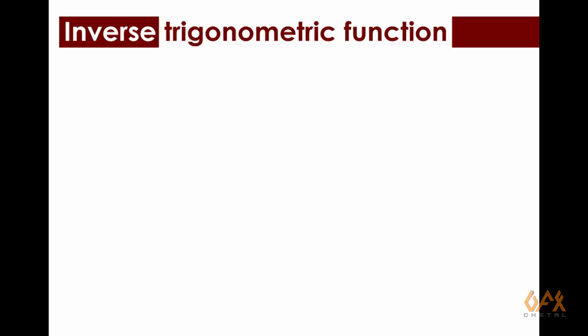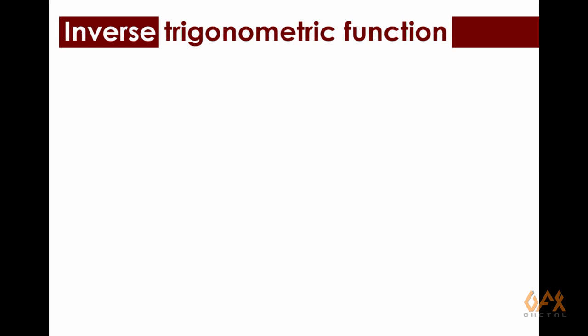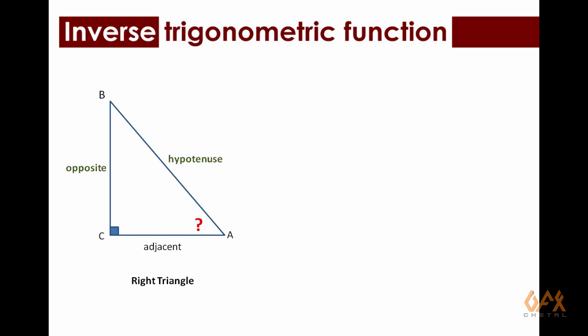There is also a very important portion, that is inverse trigonometric functions. They are used to obtain an angle from any trigonometric ratio. For example, in a right triangle I have two sides, for example the opposite side and the hypotenuse, and I want to find the angle. So basically sin A is equal to BC, that is opposite side upon hypotenuse.